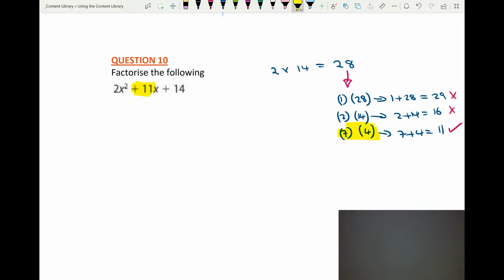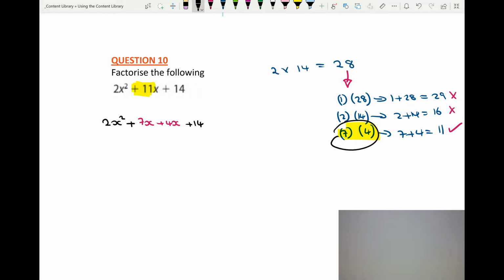So what I do now is I come back to my quadratic and I'm going to rewrite it as 2x squared plus 7x plus 4x, and then put back in my plus 14. So all I've really done here is rewritten 11x in a different way, as 7x plus 4x. Nothing different. Now what I do is I break them up into groups like the previous example we did earlier.